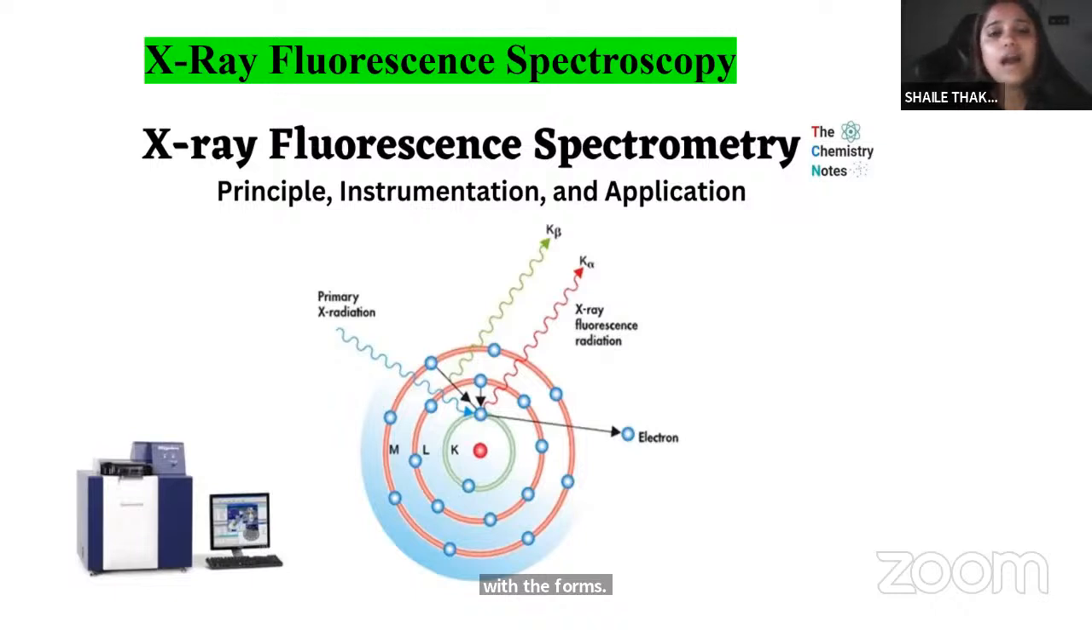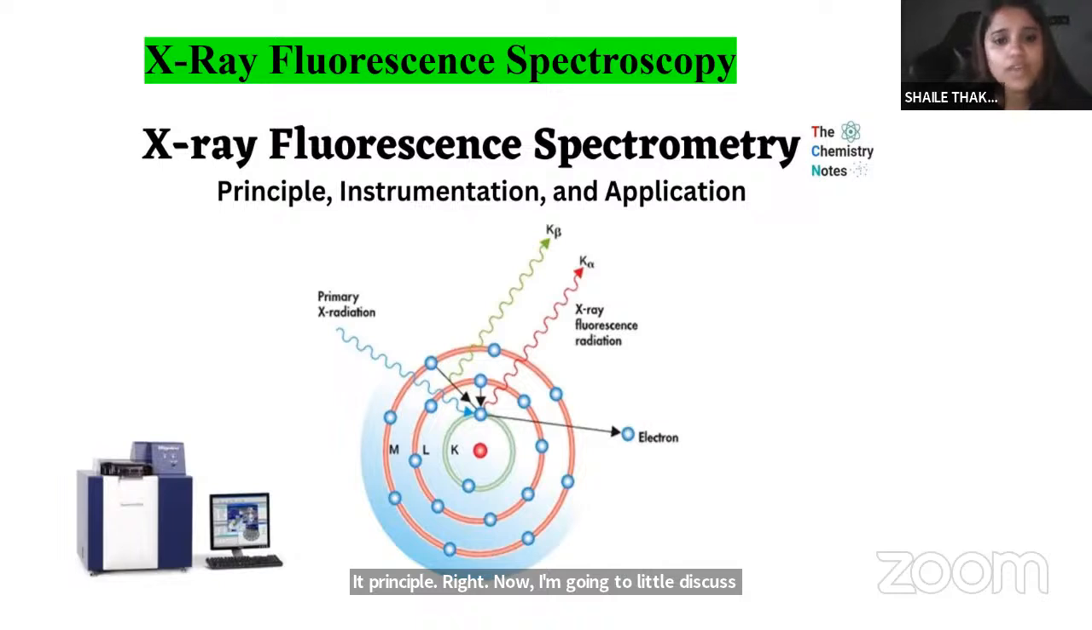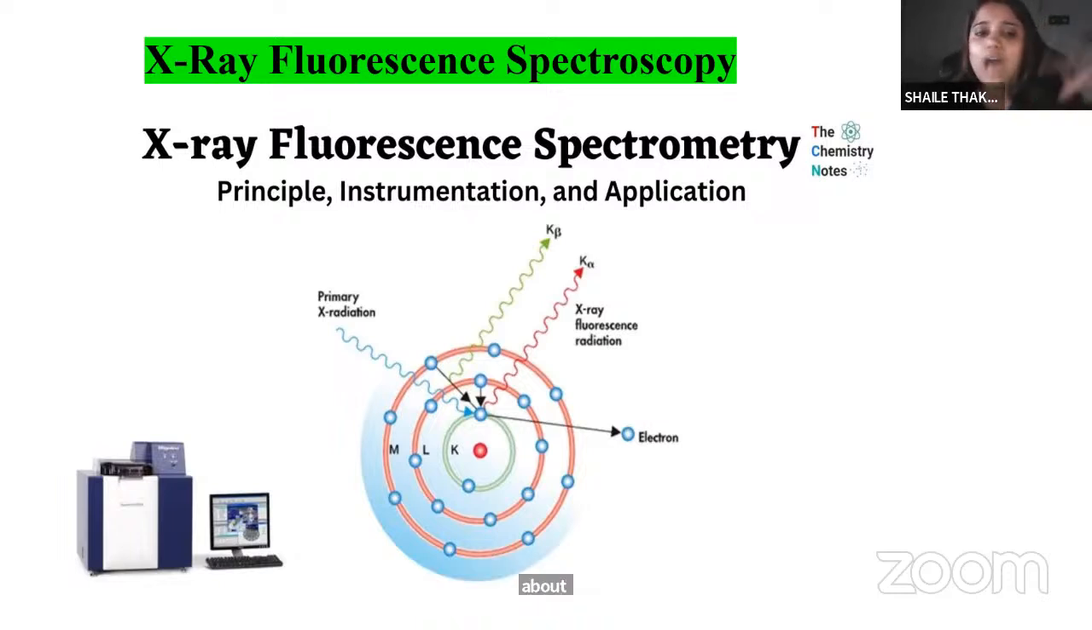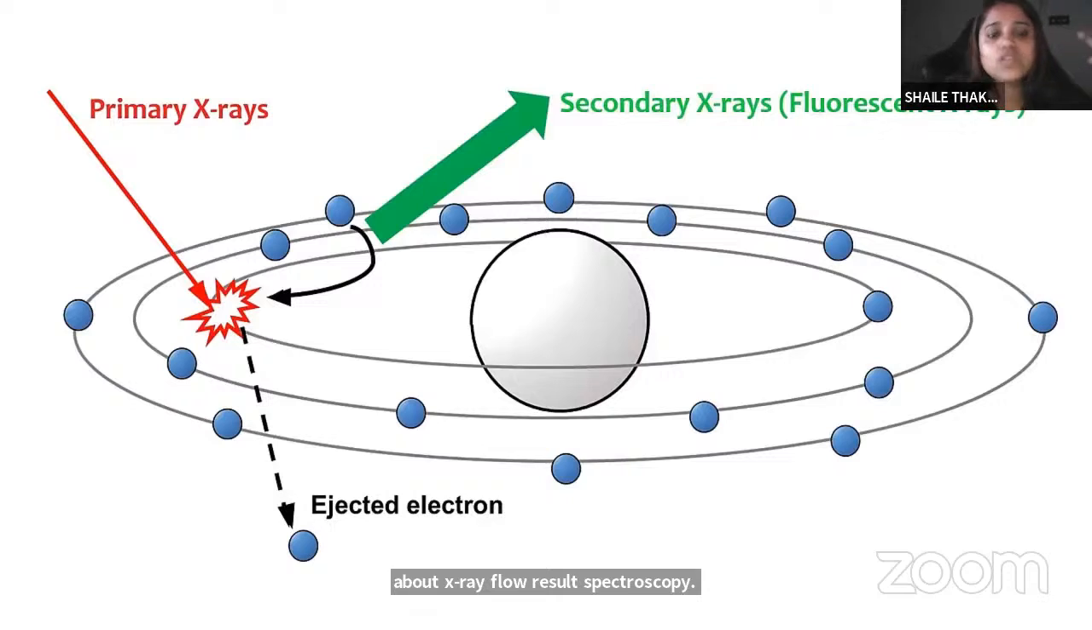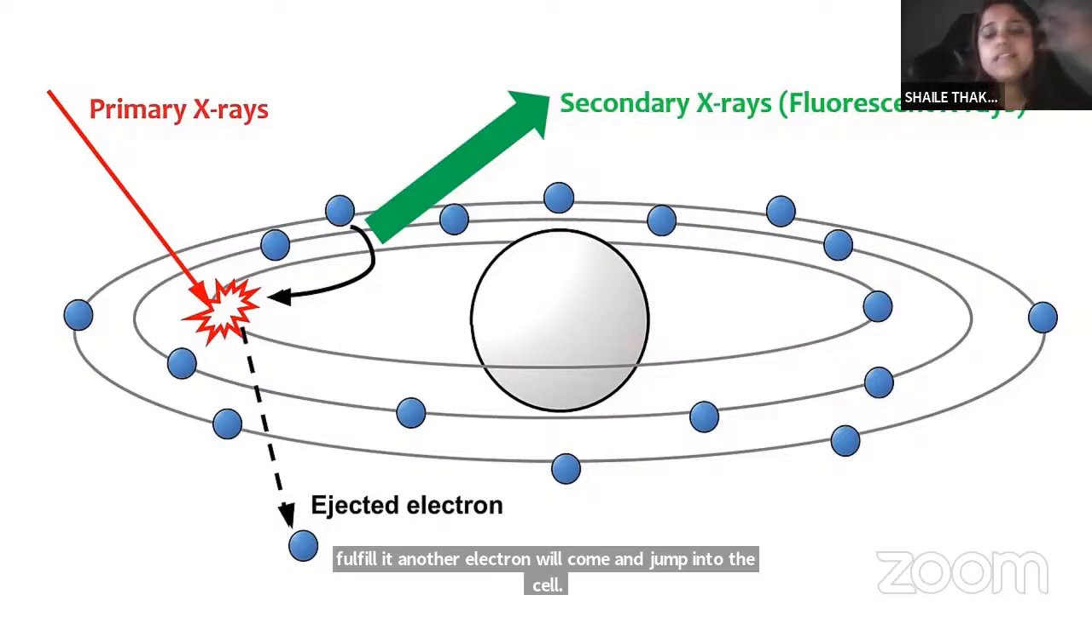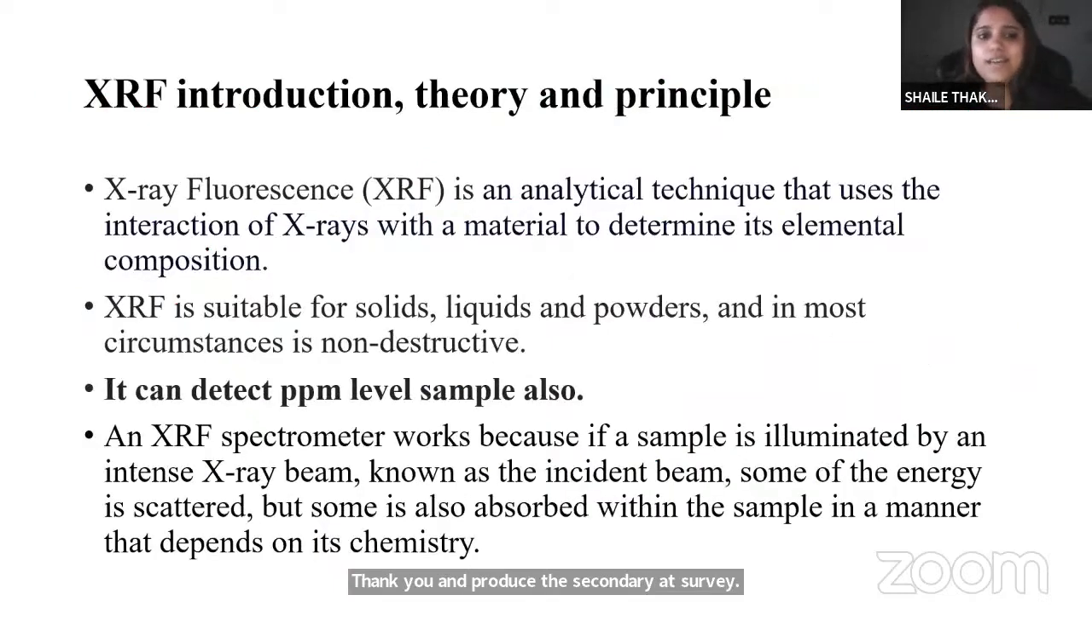Now, I'm going to discuss a little bit about X-ray fluorescence spectroscopy. Okay, so basically, I have discussed how fluorescent light is produced. So basically, this is the basic atomic structure. Suppose one electron gets jumped out, or suppose one electron vacates the existing shell. To fill it, another electron will come and jump into the shell. This is how there is the transition and it produces the secondary X-ray that is known as fluorescent X-ray, right?